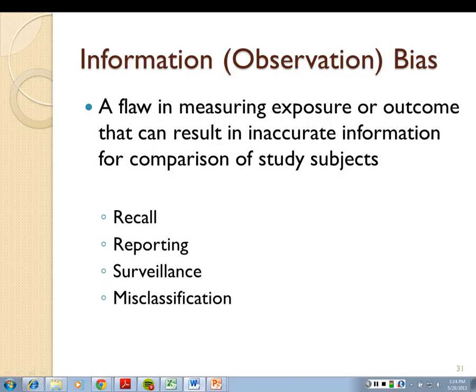Information bias occurs when there is some flawed component in measuring exposure or outcome status, leading to inaccurate information. In other words, an error that arises from systematic differences in the way information on exposure or disease is obtained from the different study groups. Information bias occurs after the subjects have entered the study. There are four main types of information bias: recall bias, reporting bias, surveillance bias, and misclassification bias.